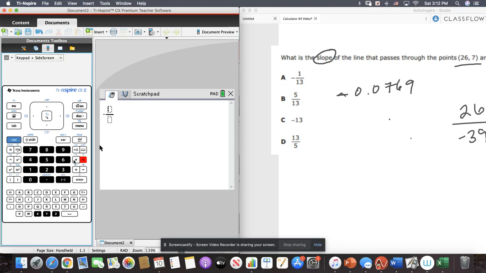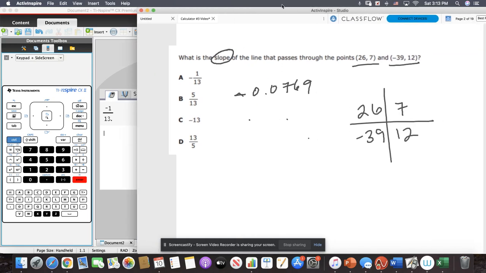Then control divide, 1 over 13. And I like to turn it into a decimal just by hitting a decimal point, enter, and that matches. So that's the correct answer, negative 0.769.